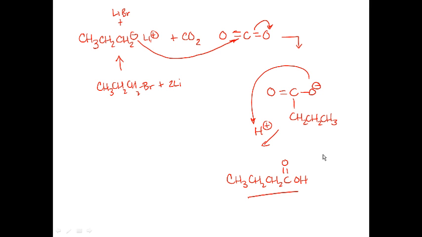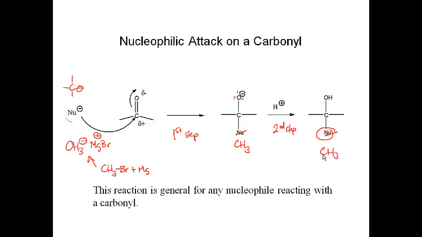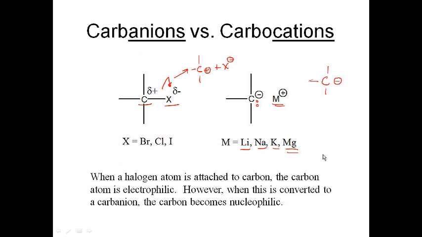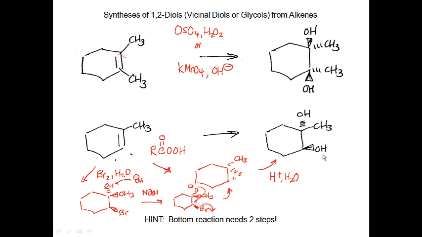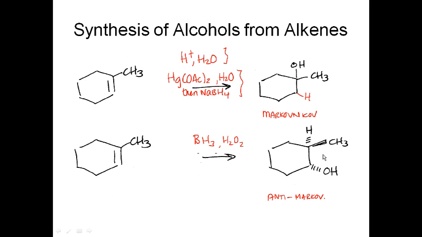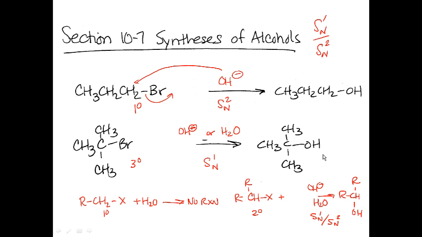Okay, so what have we seen? Well, we've got to know our reactions from last semester. We have to know how to make alcohols. We have to remember our SN1 and SN2 reactions to react either hydroxide or water, depending on whether it's a primary, secondary, or tertiary alkyl halide. That will let us make primary, secondary, or tertiary alcohols of our choice.